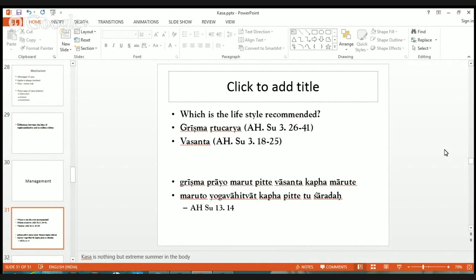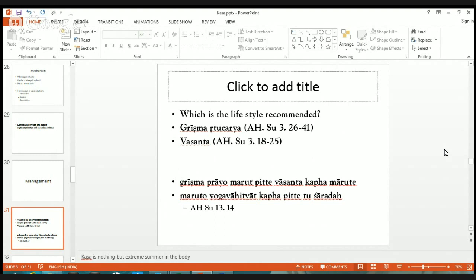And if you look at Ashtanga Hridaya Sutra Sthana, chapter 3, from verse 26 to 41, there is elaborate description of the seasonal regimen that one is supposed to follow in order to prevent any kind of imbalances from occurring in summer season. So we can adopt the same thing in the case of Kasa as well.